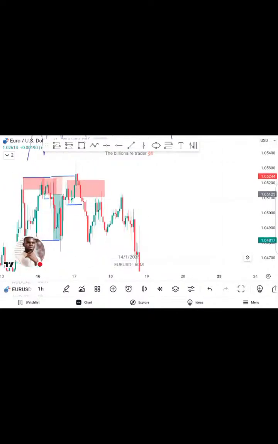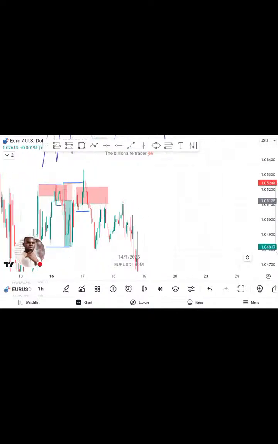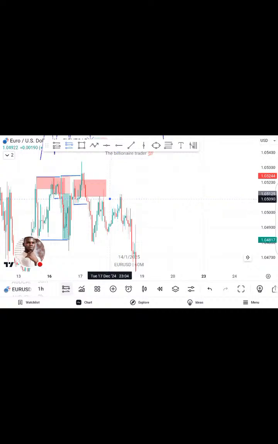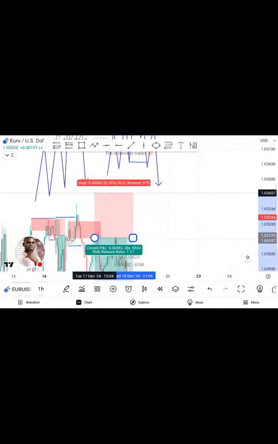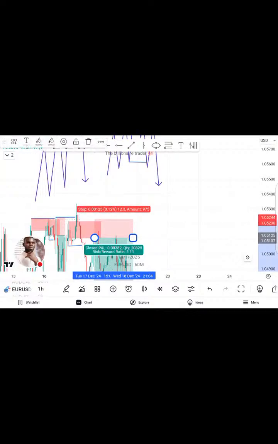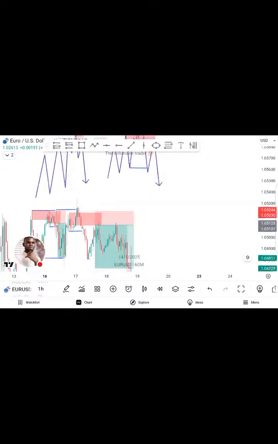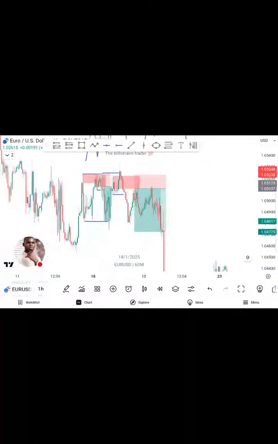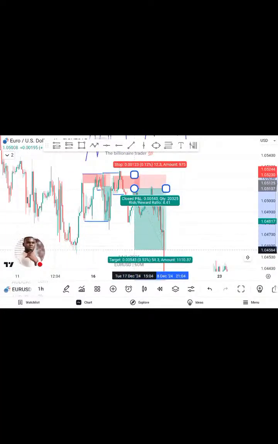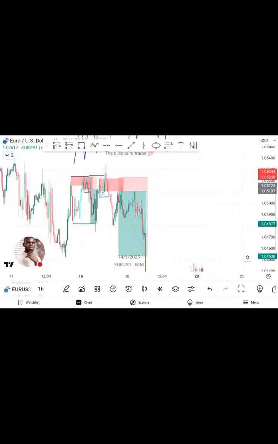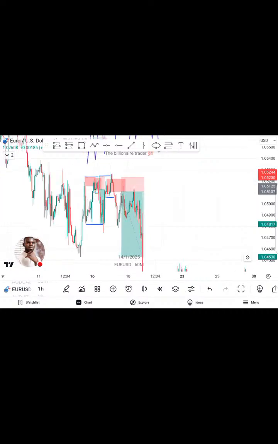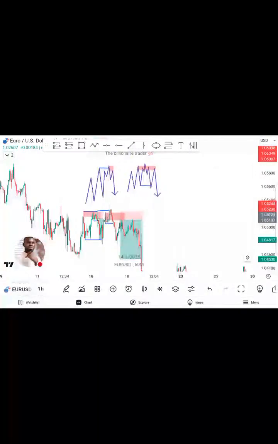As you can see, after the change of character, what happened? Price actually came back into that area that was created as a result of reacting to that eye, and we have a continuation. The high was taken out. Okay. And the structure was taken out.